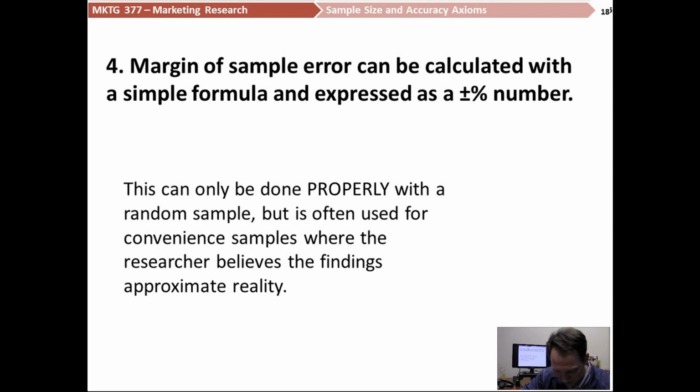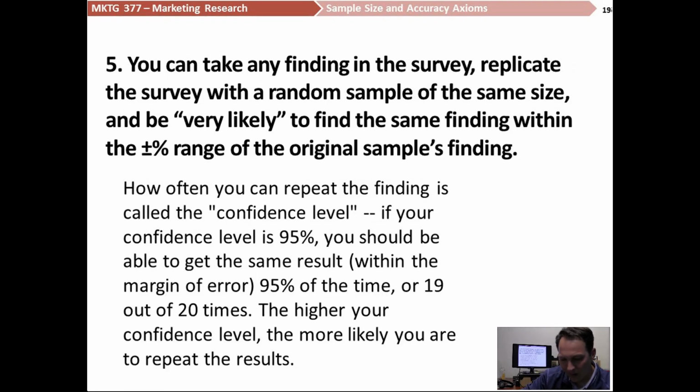not a non-random, non-probability sample. 5, you can take any finding in the survey, replicate the survey with a random sample of the same size, and be very likely to find the same finding within the plus or minus range of the original sample's findings. This is what we call the confidence level.